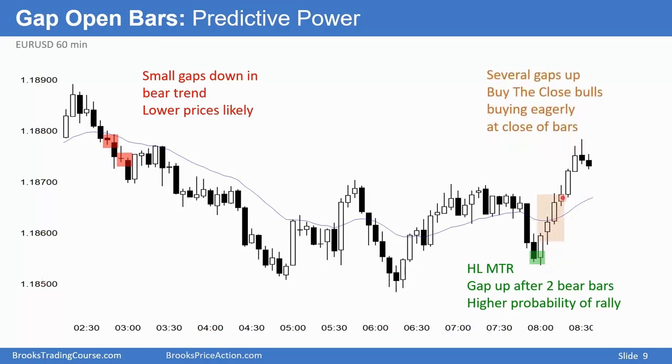Now we have a buy the close bull trend. Look at the open of this bar and the close of that bar. Why is this open above that close? Because so many traders thought the market was going higher. As soon as they saw this close, they hit buy the market.